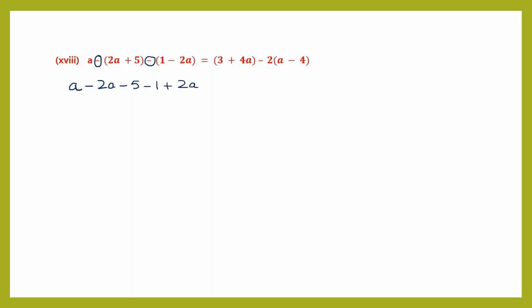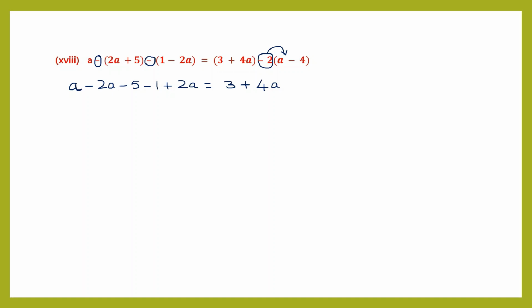So this is the left hand side. Now let's go to the right hand side. Now 3 plus 4A, we can write it as it is because before the bracket there will be a plus sign. So no change. Now here before the bracket we have minus 2. So we need to multiply this with each term inside the bracket.